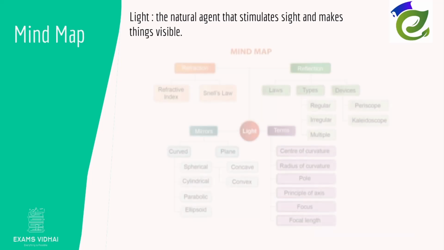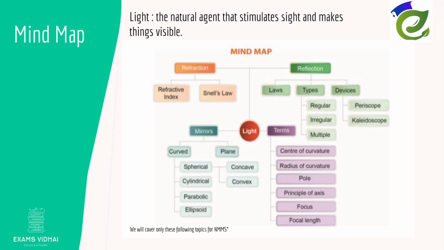Now let's look at the mind map. So you have the mirrors, the terminologies, reflection and refraction as the main subtopics, which I have shown in the previous slide as well. First we are going to take a look at the mirror. Under the mirror we have the curved mirrors and the plane mirrors, which are sorted into many other subtopics like the spherical, cylindrical, parabolic and ellipsoidal. We are going to focus on the spherical and the parabolic only, and the spherical is divided into concave and convex. We'll be seeing that later in the video, and then let's move on.